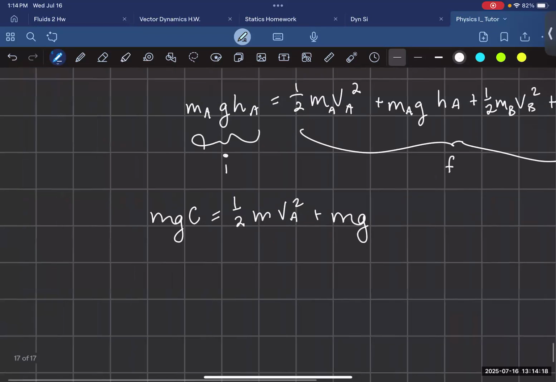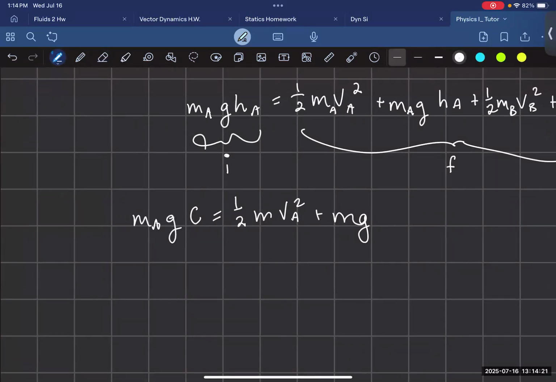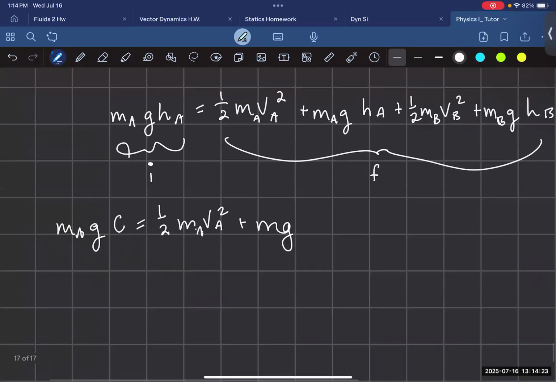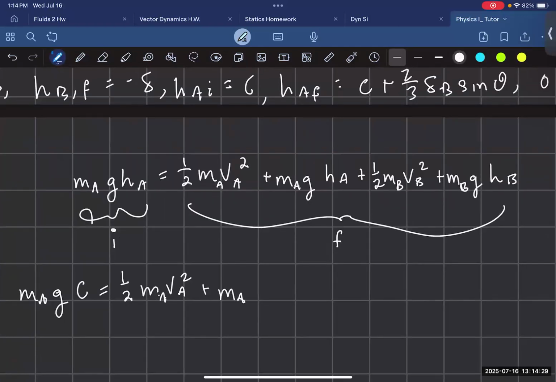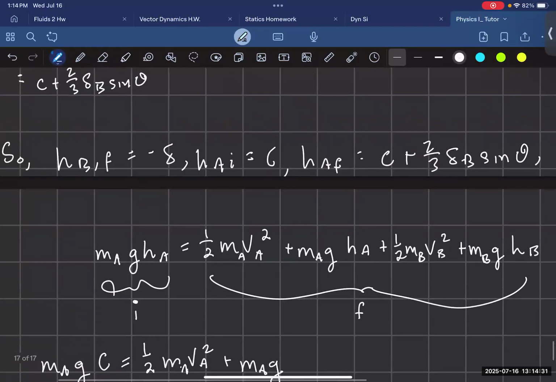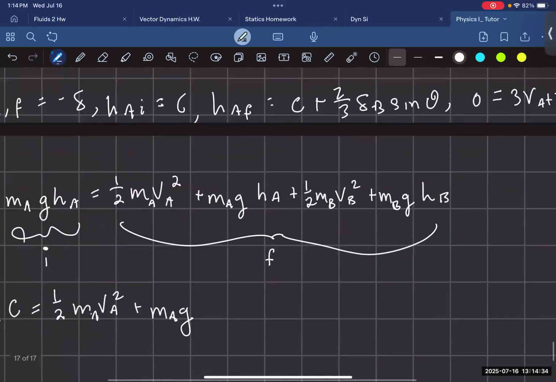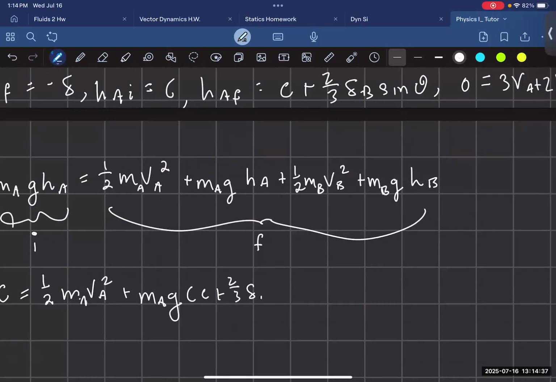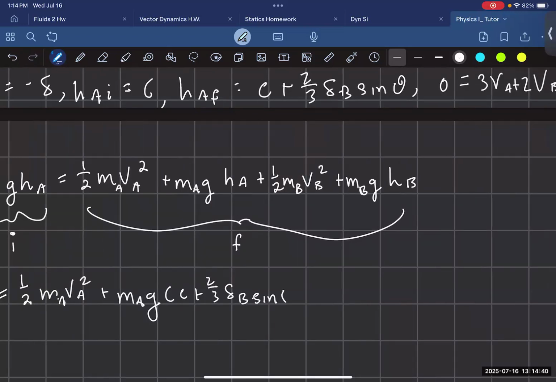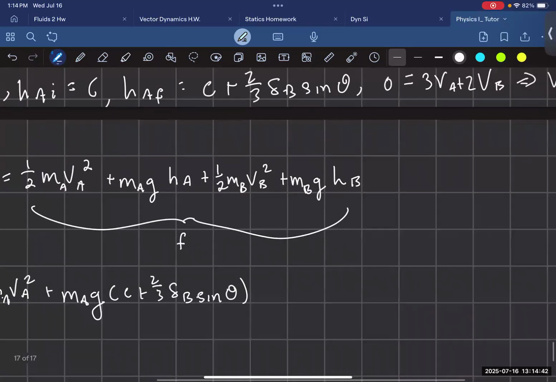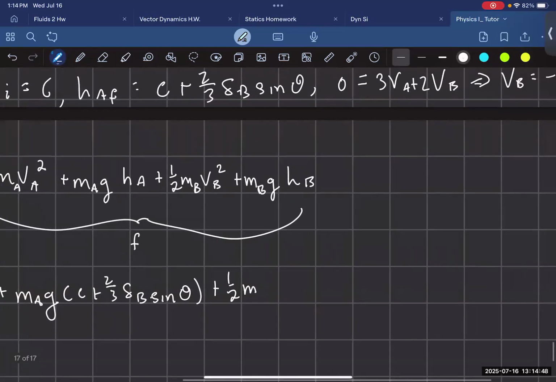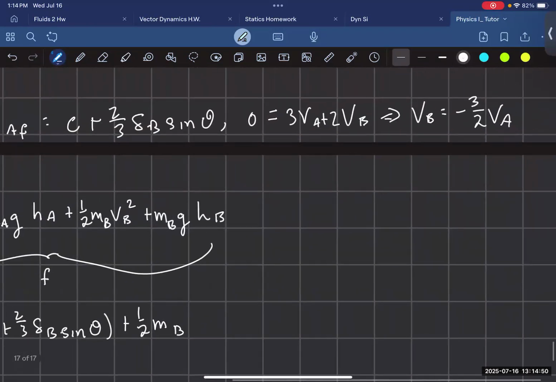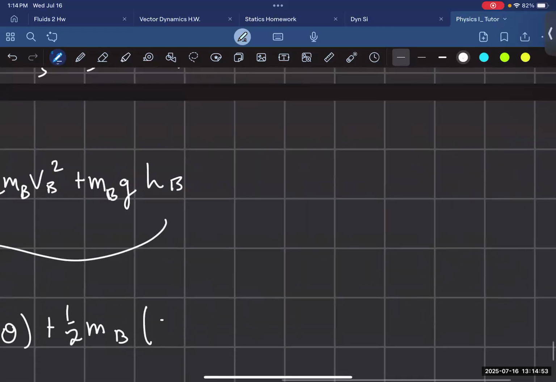Let me see. Yep. So this is the mass of A, MAgH_A. We know that H_A final is equal to a constant plus 2/3 delta B sine theta, plus MV plus 1/2 MB VB squared. Right? So we know VB squared is negative 3/2 VA squared.